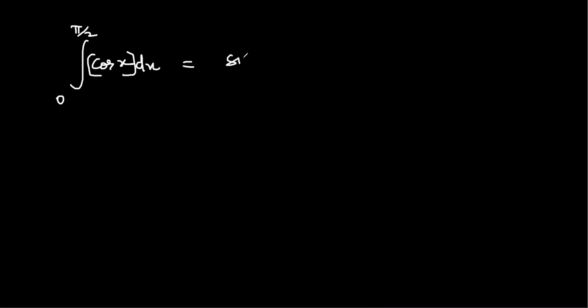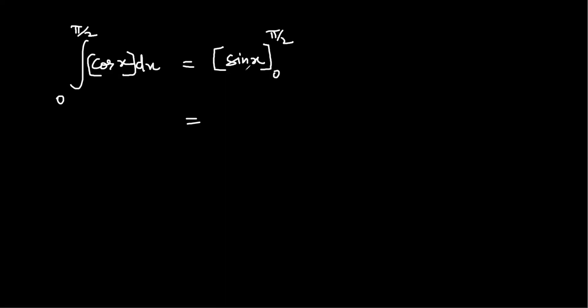So suppose I have to integrate cos of x dx in the interval 0 to pi by 2. What I will do, I know integration of cos x is sin x plus c, but I will not write plus c. I will write only sin x, and then I will write 0 to pi by 2. What is the next step? The next step is upper limit minus lower limit.